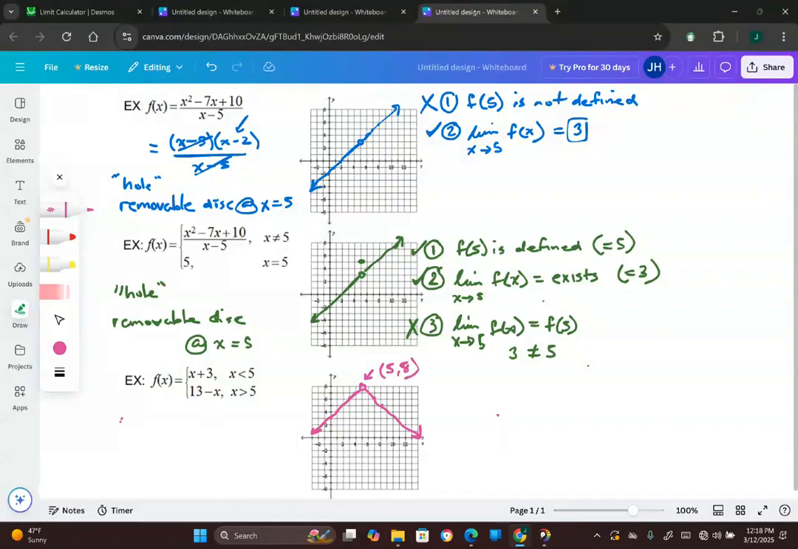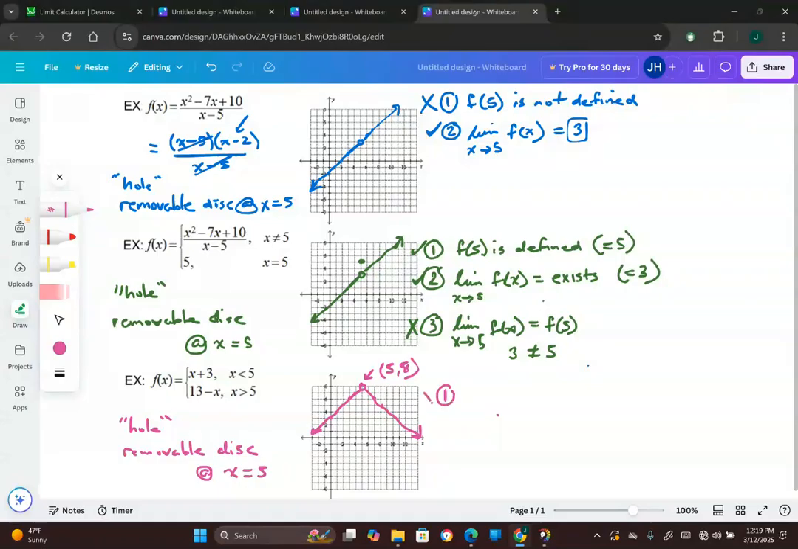I think it's pretty obvious. Again, this is a hole. This is a removable discontinuity. I know I haven't shown an asymptote here. I'm going to try and show more of those in future videos. For now, this is a hole, and here's why it is a hole.